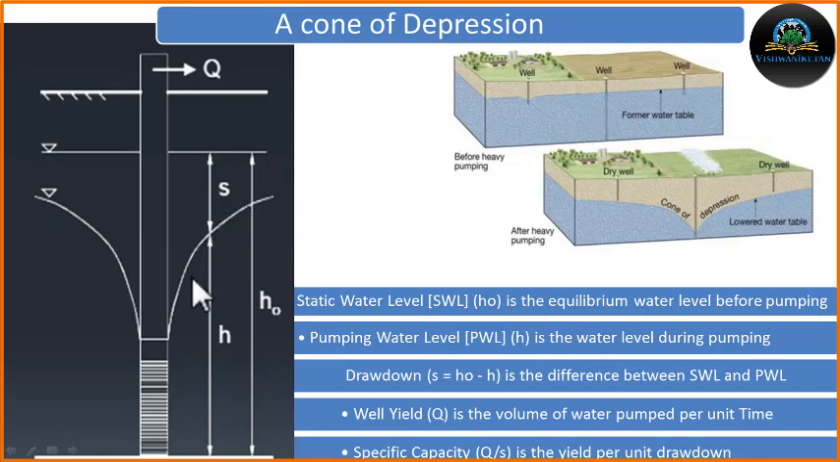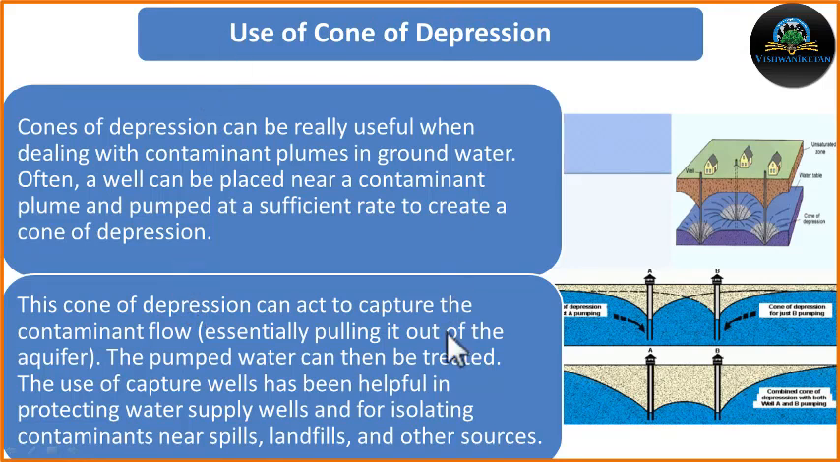How much time it will take will depend upon the porosity and permeability of the rock. Here we can say this will be the actual shape of the cone of depression. This is on paper, but when we think about it in 3D, it will become a circular cone of depression. Now we can use this cone of depression effectively.